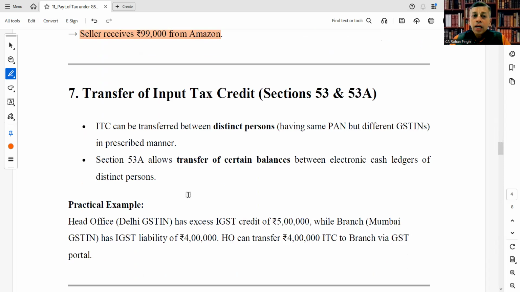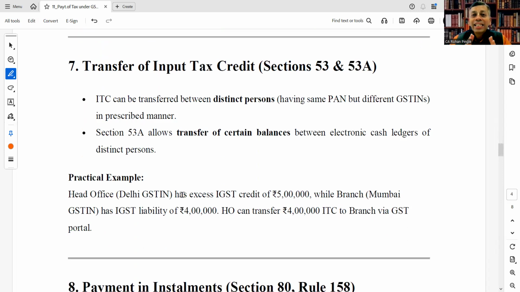Next, transfer of input tax credit, Sections 53 and 53A. How can you transfer your input tax credit? ITC can be transferred between distinct persons having the same PAN but different GSTNs in the prescribed manner. Section 53A allows transfer of certain balances between electronic cash ledgers of distinct persons.